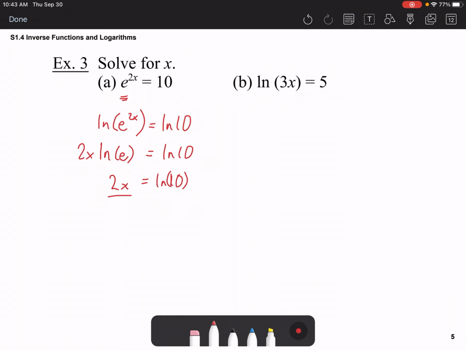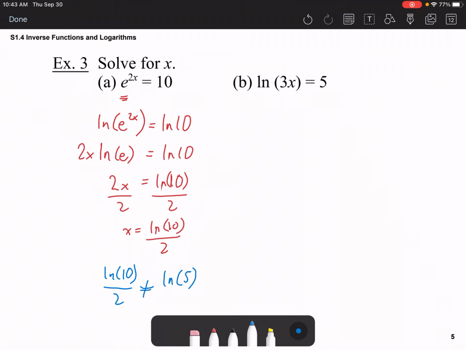And we're going to divide both sides by 2 to get x as the natural logarithm of 10 divided by 2. Please realize that ln of 10 divided by 2 is not equal to ln of 5. You have to apply the function first to the value 10 and then divide by 2. Now, if you want, you could find the approximation of this using a calculator. So this could be approximately, using my calculator, 1.151.